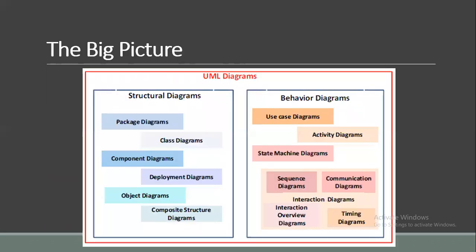So as the big picture, here are the UML diagrams, and we have two categories: structural diagrams and behavior diagrams. In the structural diagrams, we have package, class, component, deployment, object, composite structure. And in the behavior diagrams, we have use case, activity, state machine, and as the interaction diagrams, we have sequence, communication, interaction overview, and timing diagrams.